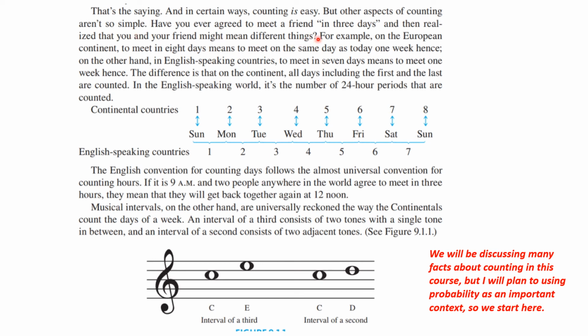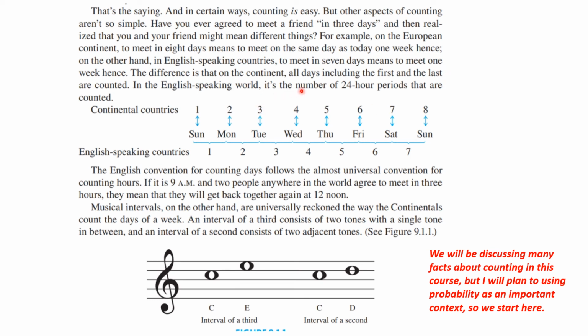Have you ever agreed to meet a friend in 3 days and then realized that you and your friend might mean different things? For example, on the European continent, to meet in 8 days means to meet on the same day as today, 1 week from now. On the other hand, in English-speaking countries, to meet in 7 days means to meet 1 week from now, 7 days hence.